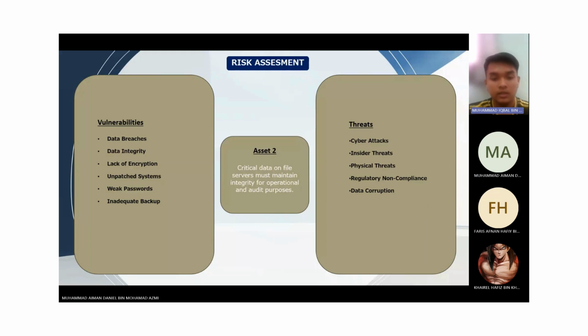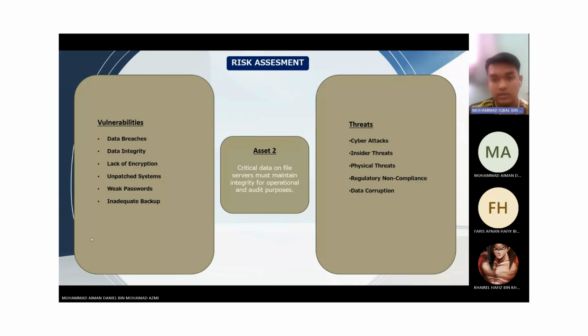Second one is insider threat. Employees with malicious intent or those who inadvertently compromise data security. And then physical threat, physical damage to servers due to disasters such as fire and flood, or unauthorized physical access. Regulatory non-compliance, which is failure to protect data, could lead to fines and legal action from regulatory bodies. Lastly is data corruption: software bugs, hardware failure, or malicious activity leading to data corruption.